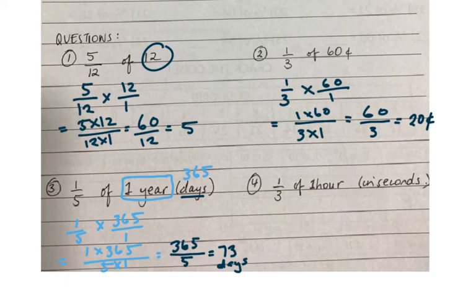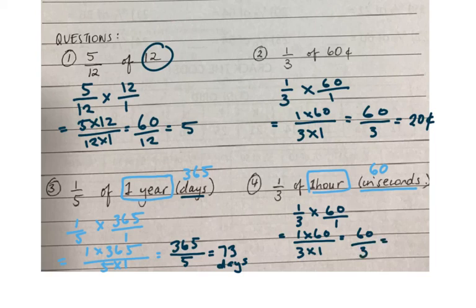We have a similar question here where we've got 1/3 of 1 hour, but we want our answer in seconds. So we're going to convert our 1 hour into 60 seconds. So we rewrite our sum, and we do our times of our fractions. So 1 times 60 is 60, 3 times 1 is 3, and 60 divided by 3 is 20 seconds. So 1/3 of 1 hour is actually 20 seconds.